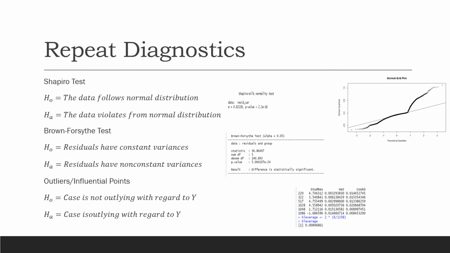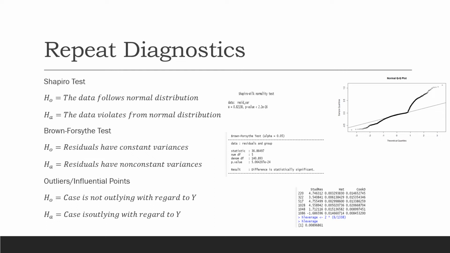After performing the Box-Cox transformation, the diagnostics process was repeated to determine if it resolved any of the model's issues. First, the Shapiro-Wilk normality test provided a p-value of 2.2 times 10 to the negative 16. This means the data violates the normal distribution, which is also shown in the QQ plot. The Brown-Forsythe test determined that the difference is statistically significant, meaning the residuals have non-constant variances.